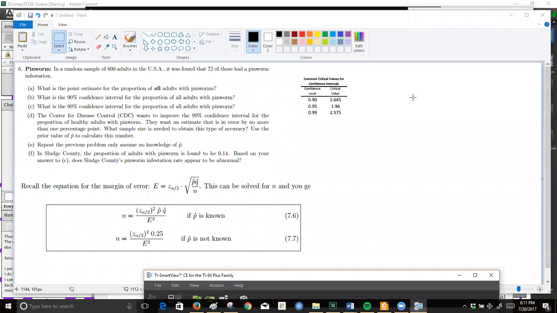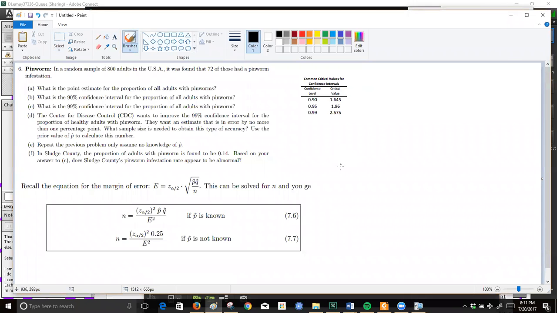All right, so how do we find the sample size to be within a certain margin of error when we're dealing with the proportion? So this is from the Think Do textbook, question number 6. And let's see here. So we need to find, let's see. Part D says we want to get a better than, well, actually, before I go there, let's go back and work through this.